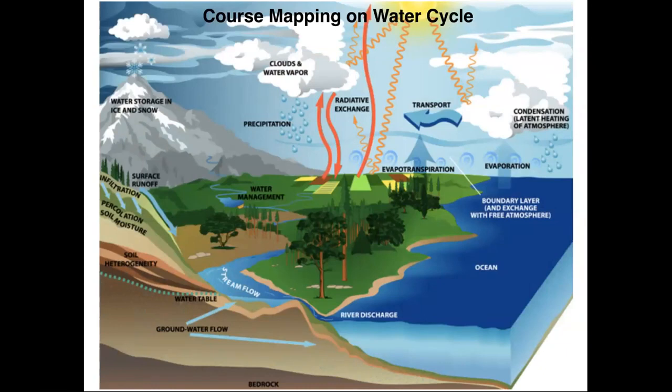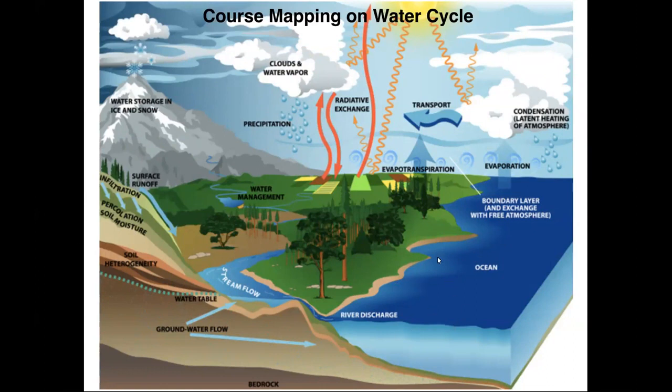What we're going to do next is I'm going to map a bunch of courses on the water cycle over here. So this is a schematic, a figure which shows the water cycle. On the top left, you have water storage in the form of ice and snow, and then that stored water eventually makes it, through stream flow, through infiltration, through surface runoff, into the ocean, as you can see over here.